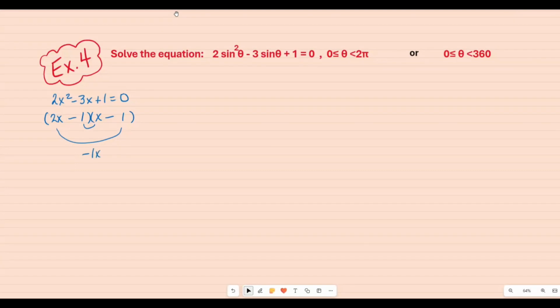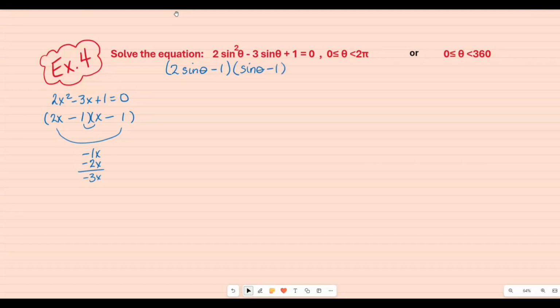And then on the outsides, 2x times negative 1 is negative 2x. And so if I combine that, that is negative 3x. So I know that I factored this correctly. So I'm going to take this same idea, but instead of using x, I'm going to use sine. So I would have 2 times sine theta minus 1 times sine theta minus 1.